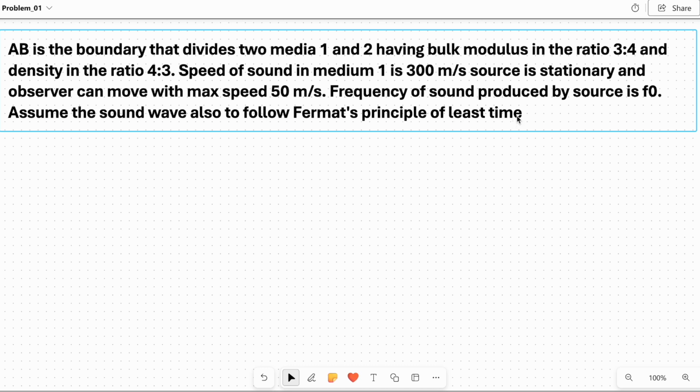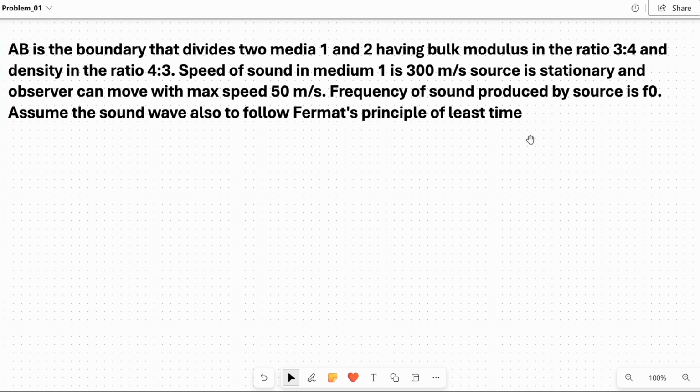There are some options for this problem that I'll be sharing in the later half of this video. First, we'll examine this problem, draw the diagram, and see how to proceed with it.